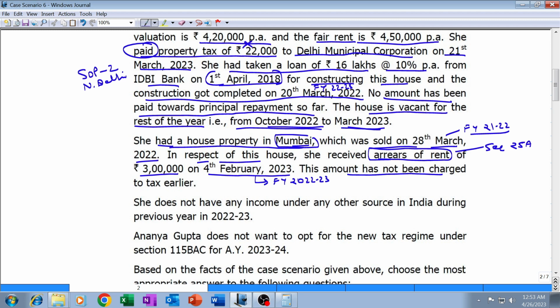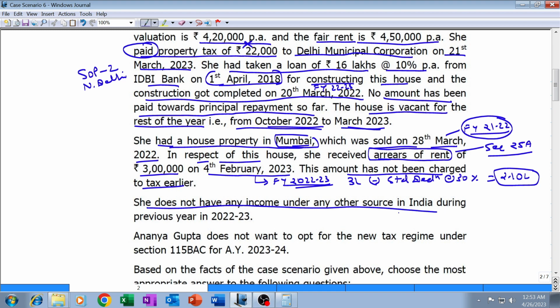This amount has not been charged to tax earlier. Though this property has been sold off, arrears of rent will be chargeable to tax in the year of receipt, namely 22-23. However, what will be taxable as per section 25A will not be 3 lakh entirely. 3 lakh minus 30% standard deduction, so 2,10,000 only will be chargeable to tax. She does not have any income under any other source in India during previous year 22-23, and Ananya Gupta does not want to opt for the new tax regime under 115 BAC.